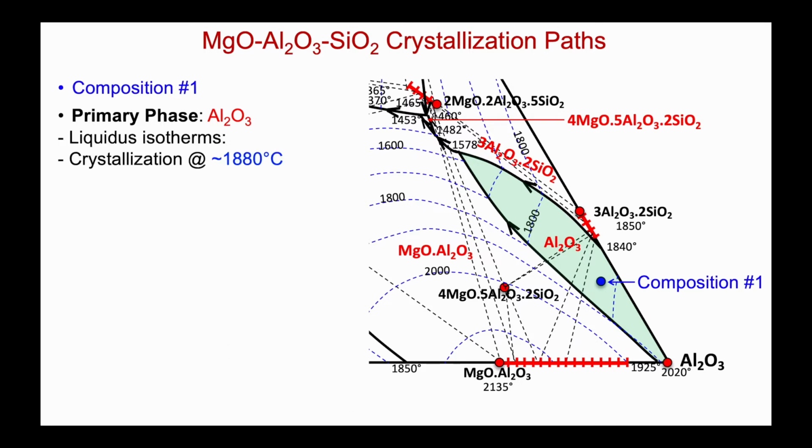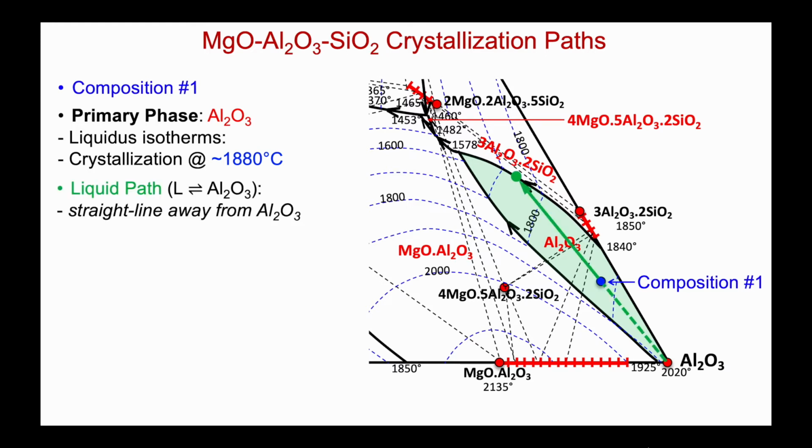Given the liquidus isotherms have been provided for us on this phase diagram, we can specify exactly what temperature that will happen. So here, looking at these blue isotherms, this is 1800, so this one's 1900 C. We see our composition lies between the two isotherms, it's closer to the 1900. So the crystallization of Al₂O₃ will occur at roughly 1880 C. So we're all liquid until 1880.